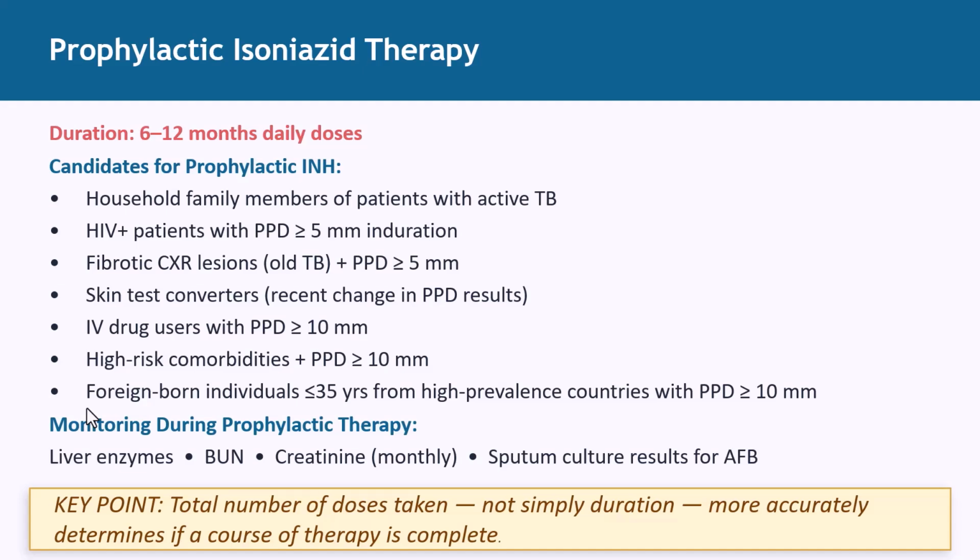Additionally, candidates who are foreign-born from high-prevalent countries, who belong to high-risk medically underserved populations, or who live in institutional settings. During prophylactic isoniazid therapy, nurses must monitor the liver enzymes, blood urea nitrogen, and creatinine monthly. Sputum culture results are also monitored for acid-fast bacilli to evaluate the effectiveness of the treatment and patient adherence.